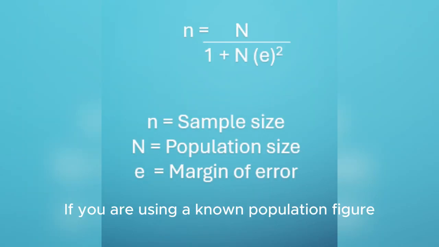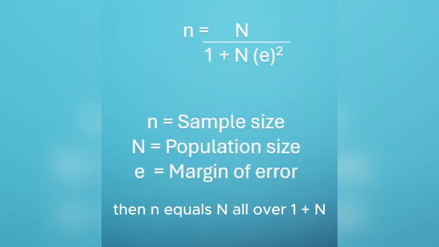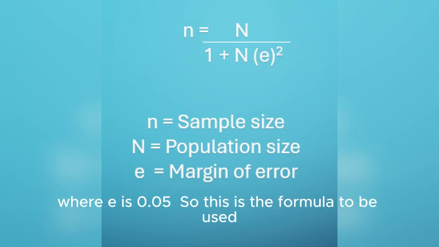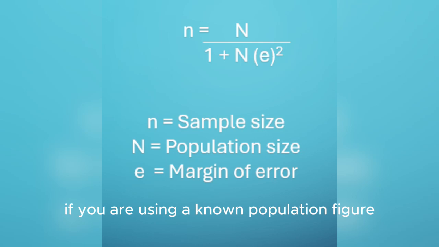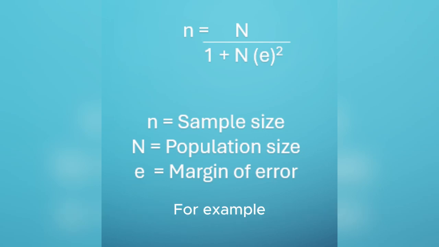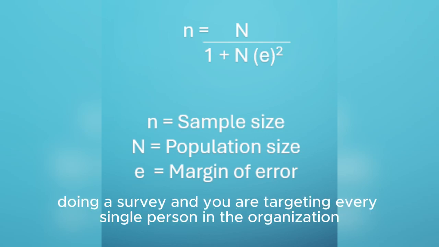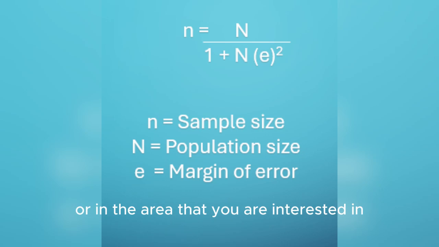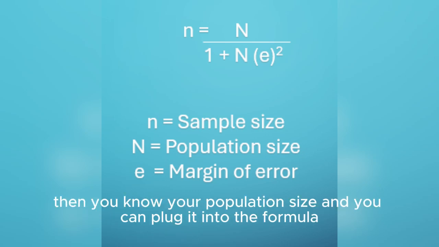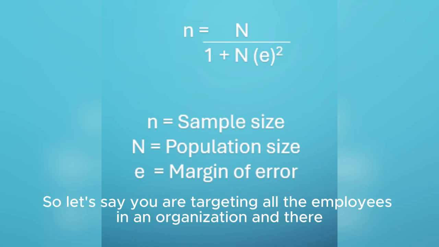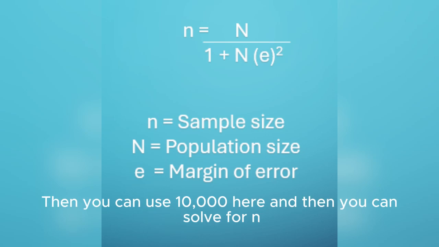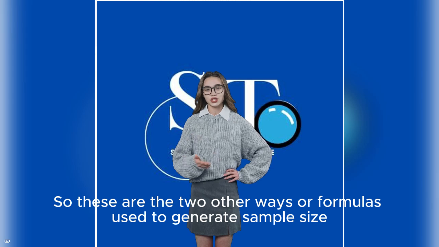If you are using a known population figure, then n equals N all over 1 plus N times e squared, where e is 0.05. So this is the formula to be used if you are using a known population figure. You know how many people you want to target. For example, if you are doing a census or if you are doing a survey and you are targeting every single person in the organization or in the area that you are interested in, then you know your population size and you can plug it into the formula. So let's say you are targeting all the employees in an organization and there are 10,000 employees. Then you can use 10,000 here and then you can solve for n. So these are the 2 other ways or formulas used to generate sample size.